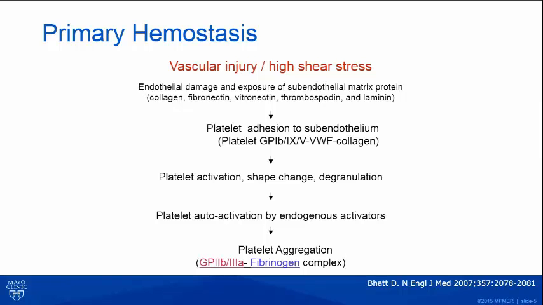The binding of the platelet to the subendothelial collagen through its receptor will result in platelet activation. Signal transduction occurs inside the platelet, and there will be shape change, degranulation, and release of endogenous activators. Those released endogenous activators will recruit more platelets to the injury site and activate them, and they will release more endogenous activators. So this is a positive feedback loop. The end result is platelet aggregation, and this step is mediated by fibrinogen binding to glycoprotein 2B3A on the neighboring platelets.